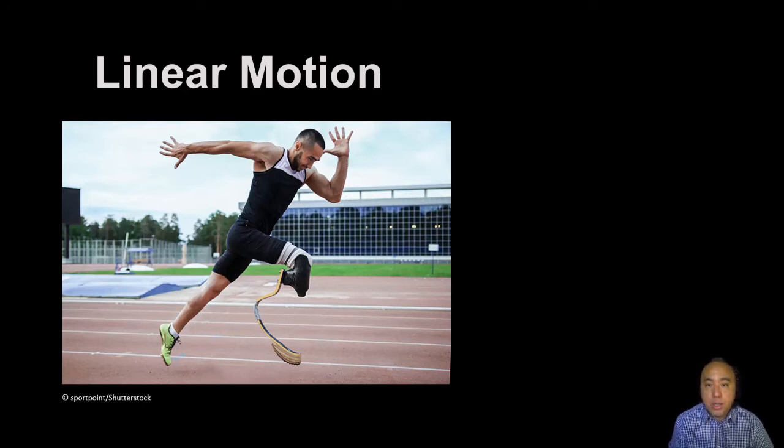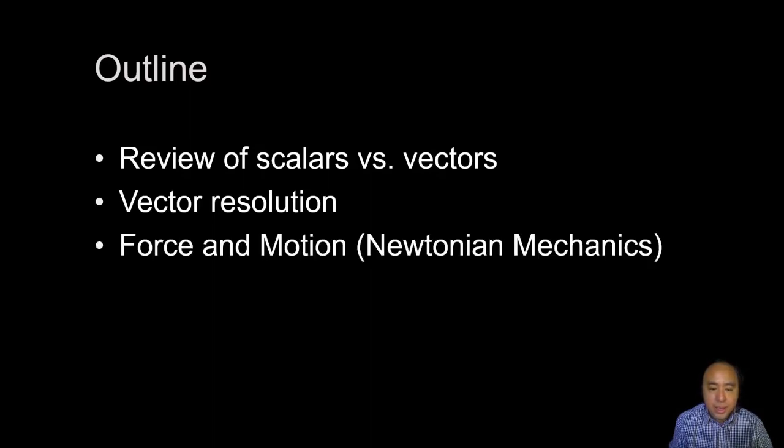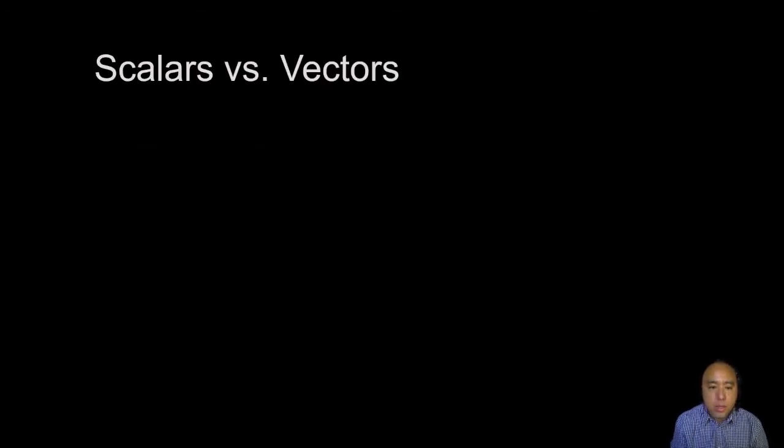In this video we're going to talk about how we describe linear motion using vector quantities, and the interaction between motion and forces using Newtonian mechanics. We'll do a quick review on the differences between scalars and vectors, and talk about how we use trig to resolve the components of vector quantities. And as I mentioned earlier, we'll look at the interaction of the system and forces in the context of Newtonian mechanics.